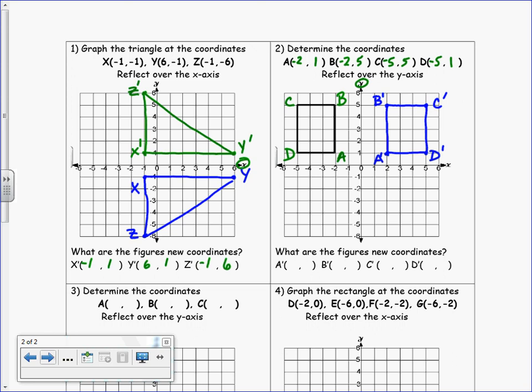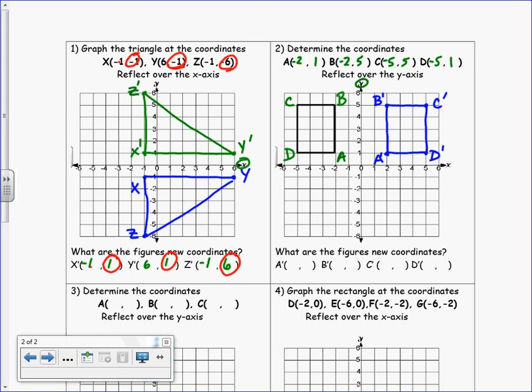So if you take a look at that, when I reflect over the x-axis, this is just something to think about. When I reflect over the x-axis, my x values stayed the same. My y value on my point went from negative 1 to positive 1. Same with y prime. My x value stayed the same. It just went from negative 1 to positive 1. For z, it was negative 1 both times. For my x value, it went from negative 6 to positive 6. All right, that's what changed.